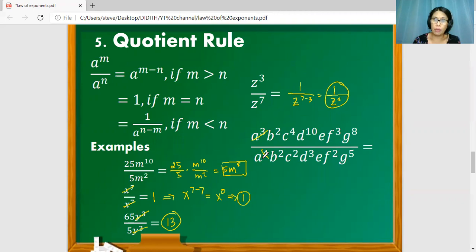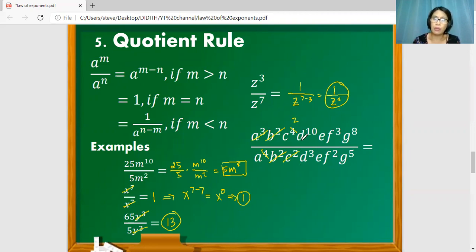So a cubed divided by a to the fourth is equal to 1 all over a, because this is cancelled. So this would mean 1. And then for b squared and b squared, since their exponents are the same, we will cancel them. So cancel and division would mean a value of 1. Now c to the fourth, c squared. So 4 less 2 is 2. We will place 2 on the numerator side and we will cancel this one since 4 is greater than 2.